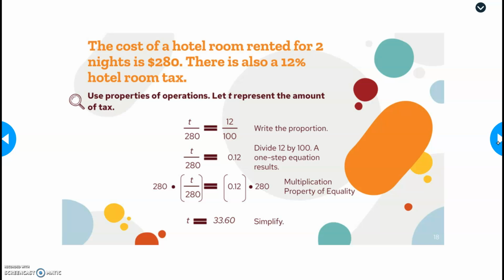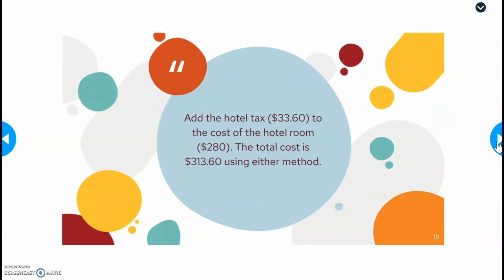T equals $33.60. That's the same number. Either way works to solve. I don't care which way you go. Solve how you want to. Solve how it makes sense to you. So, when we add the hotel tax, $33.60, to the cost of the hotel room, $280, the cost is $313.60 using either method.